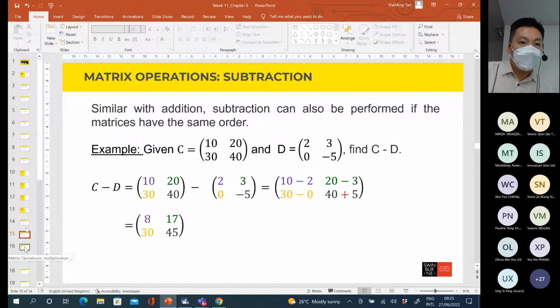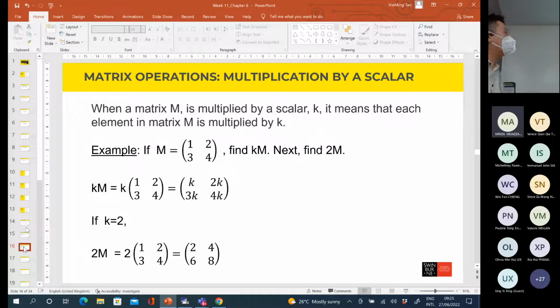Okay. Next is multiplying a matrix by a scalar number. Let's say M is this 2 by 2 matrix, and you're asked to get k multiplied by M if k is equal to 2. If k is equal to 2, what is the meaning? That means you're asked to calculate 2 multiplied by M. So what is the meaning of 2 multiplied by M? That means we need to multiply 2 with all of the elements inside the M matrix.